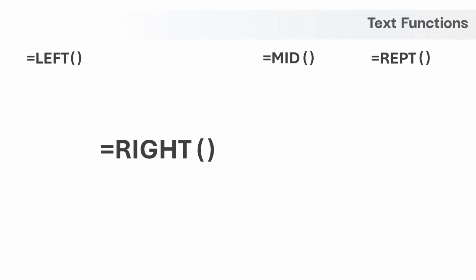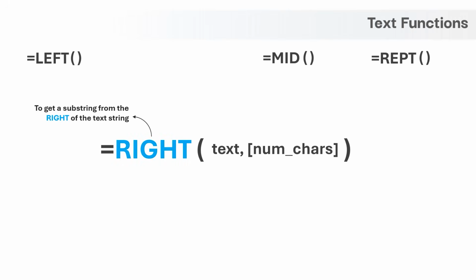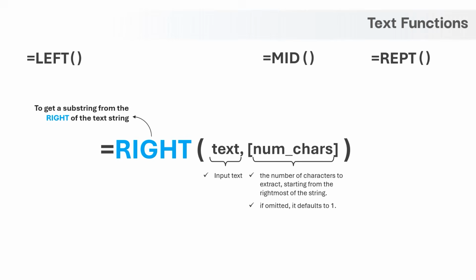The next function is RIGHT, and you can guess why it is called so. Similar to the LEFT function, this function is used to extract a subtext from the right side of the input text. This function has the same set of arguments, and their inputs are similar to the LEFT function.